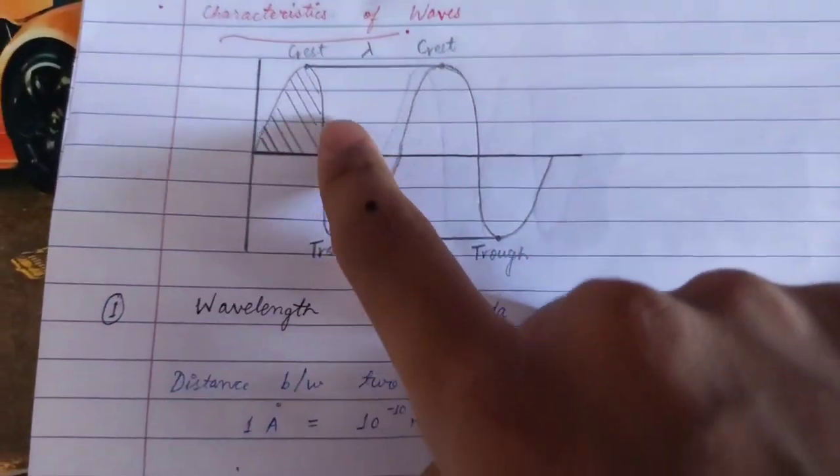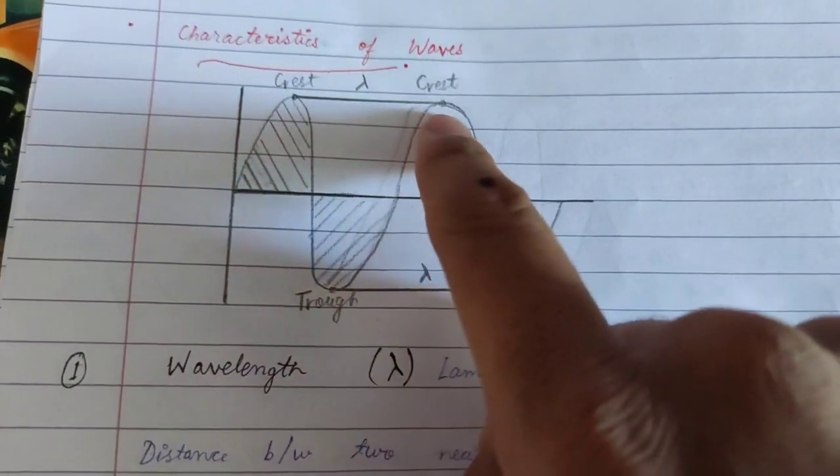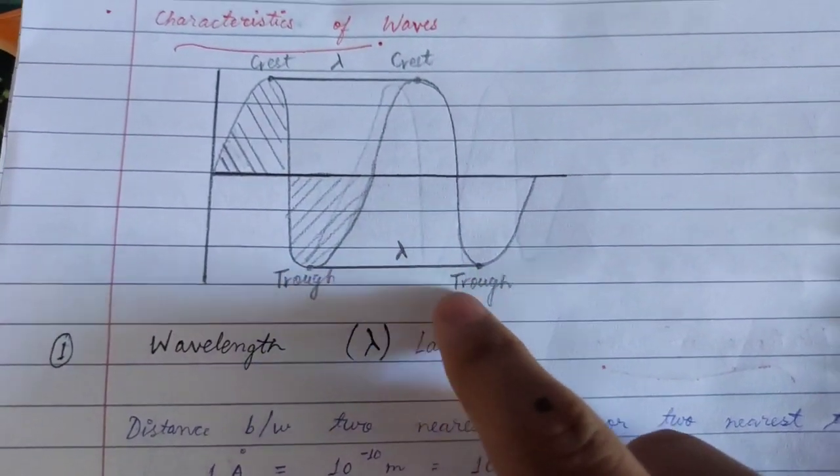Now we will talk about the characteristics of waves. As we all know, a wave is formed by crests and troughs. So let us see and visualize everything clearly. I have made notes which will help you. This is basically the crest of two waves and the troughs of two waves.